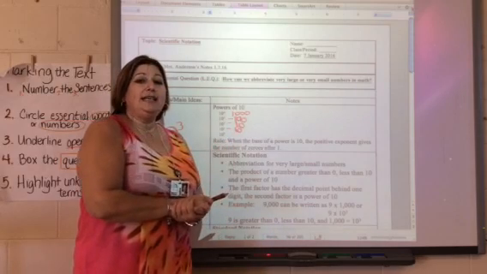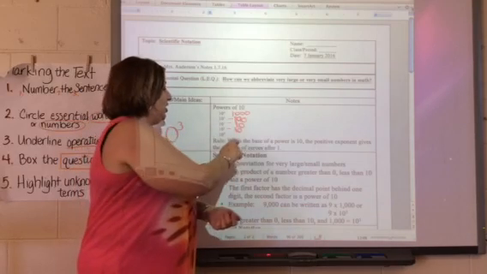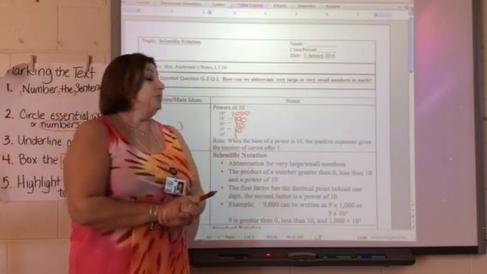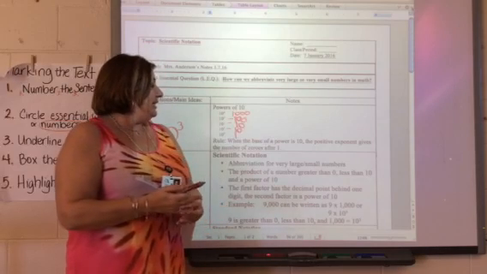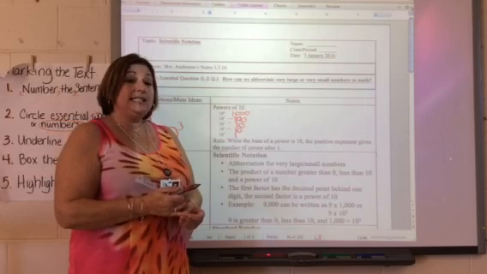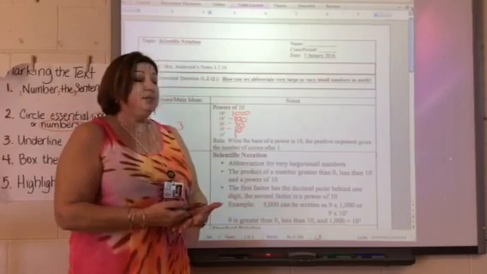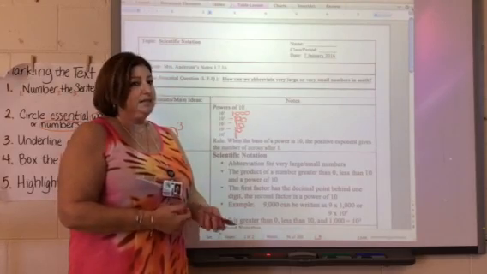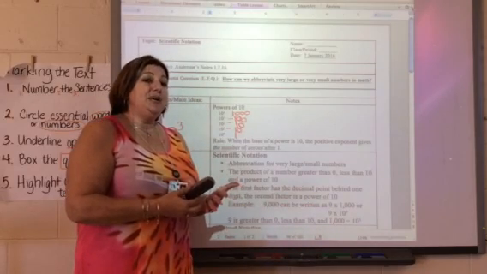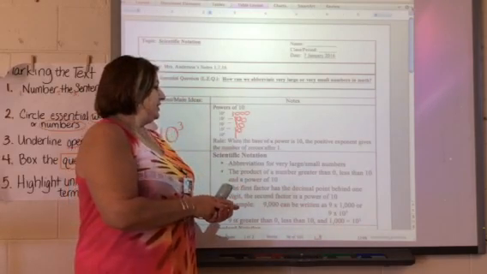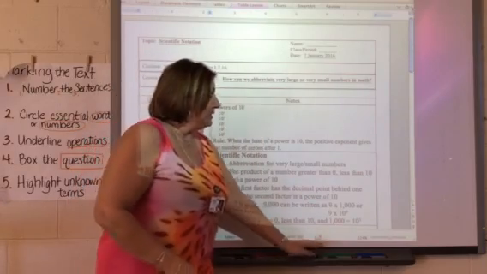Yesterday we talked about anything to the 0 power, and any number raised to the 0 power is always going to be 1. So it has 0 zeros, the number is 1. The rule is, when the base of a power is 10, the positive exponent gives you the number of zeros after the 1. So that's what we're going to go with for our powers of 10. We need our powers of 10 when we talk about scientific notation. So now that we have that, let's move on to this.